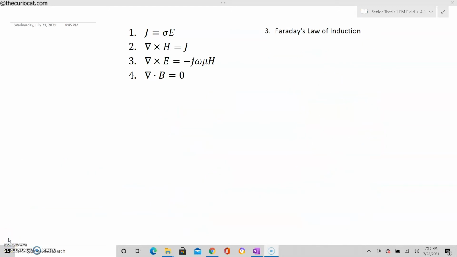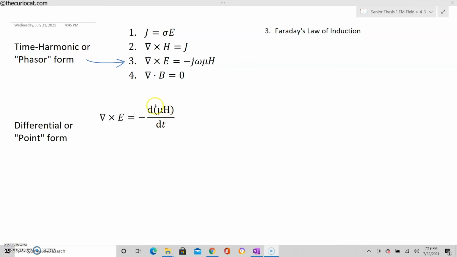Now I will explain equation 3, which is called Faraday's Law of Induction. Currently, equation 3 is written in the time harmonic or phasor form, and this actually makes the equation look a little bit more complicated. So I will rewrite the equation in the differential or point form. Here, the symbol mu stands for magnetic permeability. Now there's a rule that says that the magnetic flux density B is equal to mu H. This means that we can replace mu H with B. Now we have the point form of Faraday's law, and this will be much easier to understand.